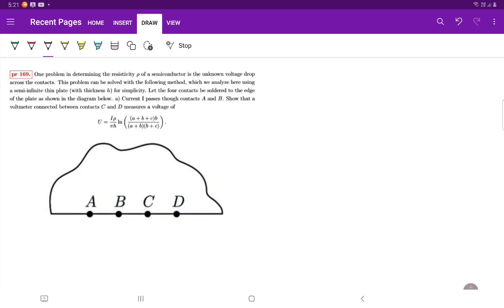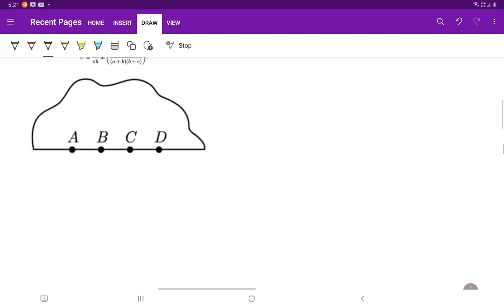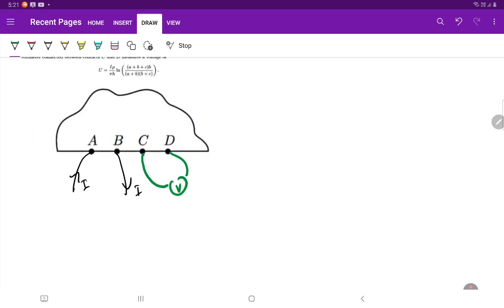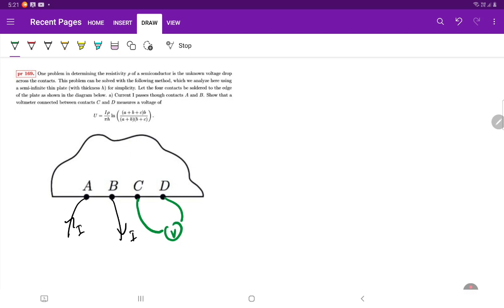Current I passes through contacts A and B so that a voltmeter connected between C and D measures a voltage of I rho by pi h ln ((A+B+C)·B)/((A+B)·(B+C)). So you have to basically prove that if I pass current I through A and take out this current I from B, and I stick a voltmeter across C and D, you have to tell me the voltage measured by the voltmeter.